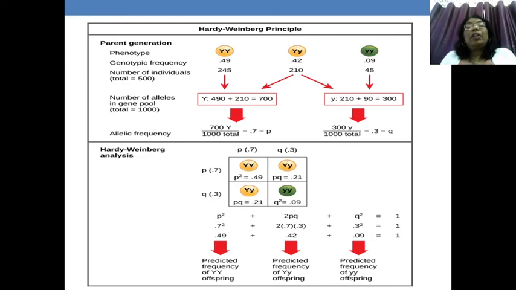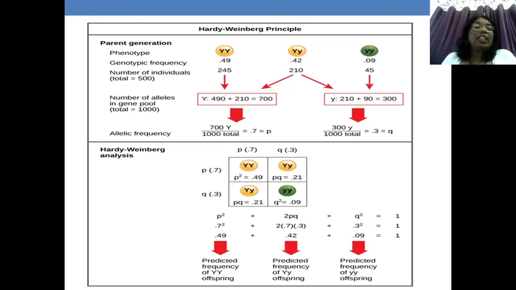Again, from the second generation, the hybrid is produced: 700 Y divided by 1000 is equal to 0.7, which is P. The same situation is present here: 300 y divided by 1000 total is equal to 0.3. But these, 3 plus 7, are always 10, equal to 1. In similar fashion, 0.7 plus 0.3 shows 1.0, equal to 1.